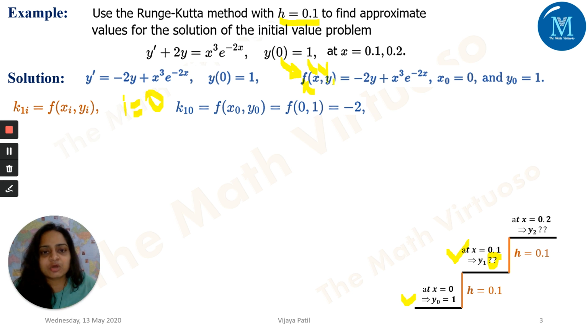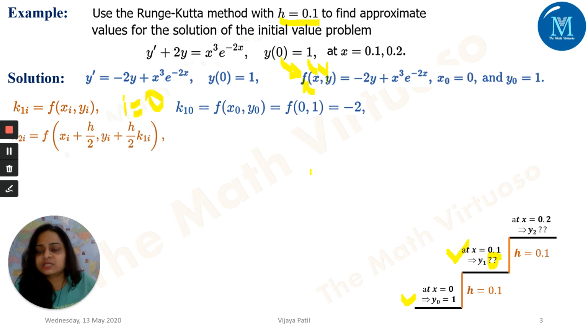What is my f of x comma y? It's minus 2y plus x cube into e to the power minus 2x. So I'm calculating this with x0 comma y0, where x0 is 0 and y0 is 1. If I put x equal to 0 and y equal to 1 in this f of x comma y, I will get the value of k10 as minus 2.